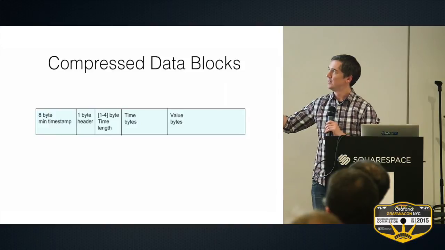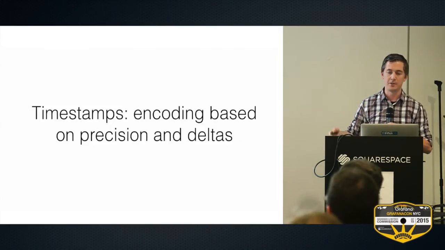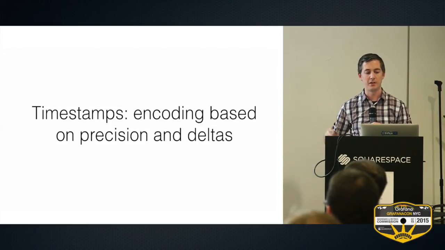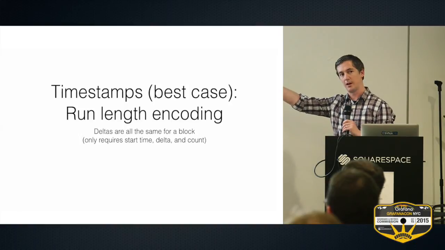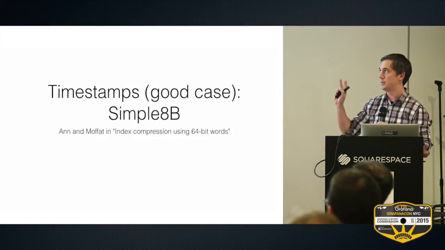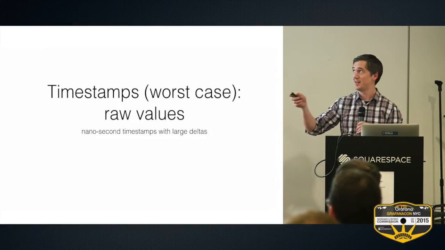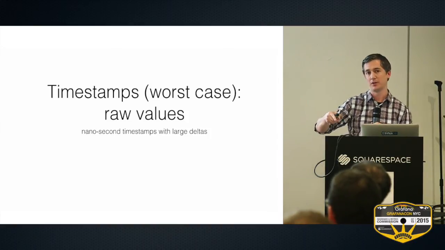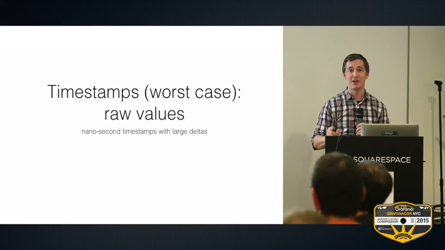Compressed data blocks. The only one detail that's important here, if any of you read the Gorilla paper, is that they actually interleave the times and the values. We have them as two separate blocks, which means we can do some encoding tricks that they can't do, right? So timestamp encoding specifically, we can do something much more efficient, encoding based on precision and deltas. In the best case, we can use a technique called run length encoding, which means all the deltas are the same, so all we have to store is the min timestamp, the delta, and the number of points we have. The good case, but not as good, is we use a technique called Simple8b. I'll share these slides so you can actually look these up later. And then the worst case is we store the raw values. For instance, if you're writing nanosecond precision timestamps, but you're only sampling once every 10 seconds, you're doing it wrong. You don't need nanosecond scale if your sampling interval is 10 seconds.